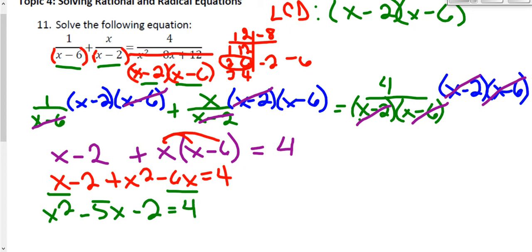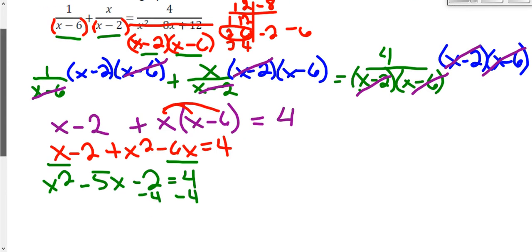So all I did is combine like terms and rearrange things a little bit, and I'm going to go ahead and subtract 4 from both sides. So the equation that I end up with is x squared minus 5x minus 6 equals 0.